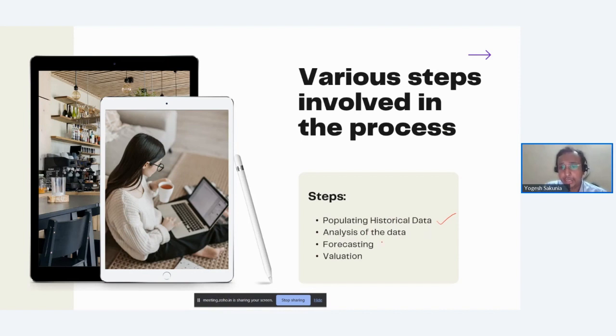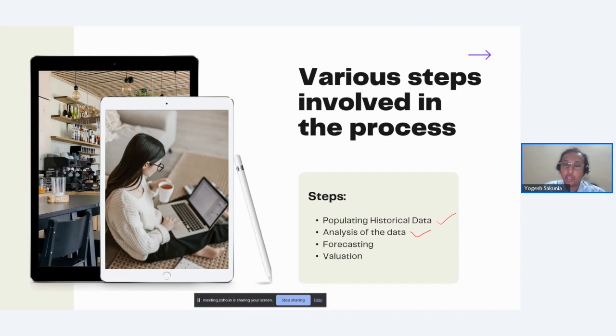The next step in building a model is to analyze the historical data that you have built. Now, why is analysis of the historical data important? It is to get accustomed to that particular company, to the numbers and the various terminologies used by the company. It also helps you understand the financial health of the company at that point in time. So step 2 is the analysis of the data.